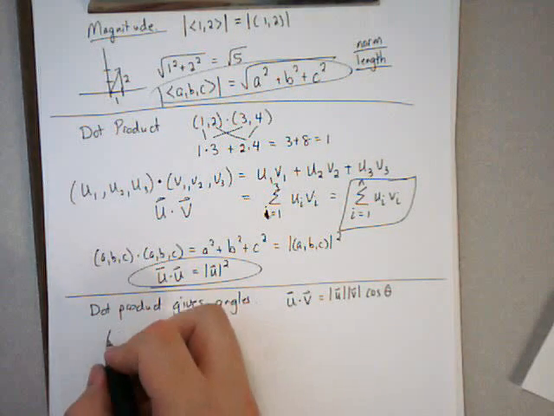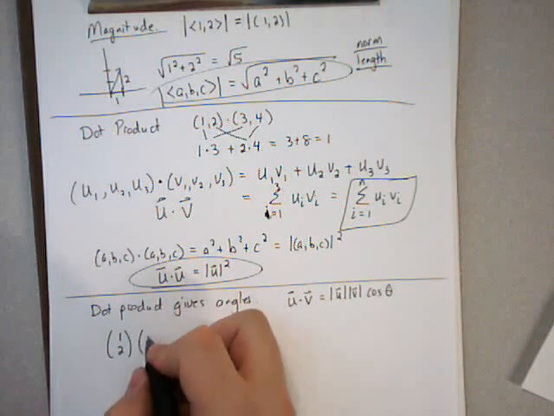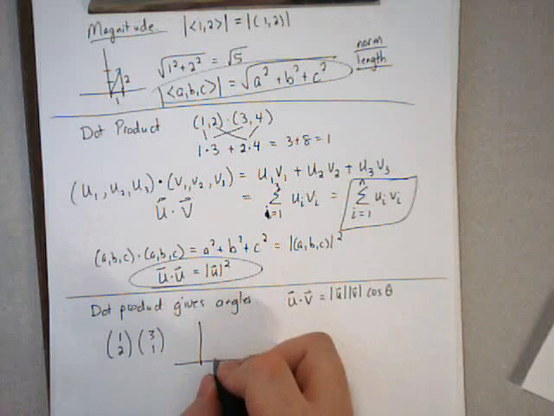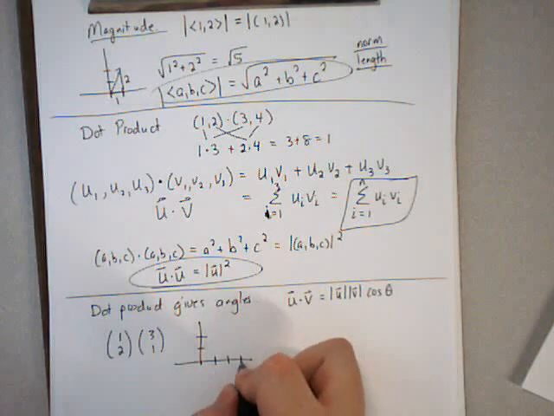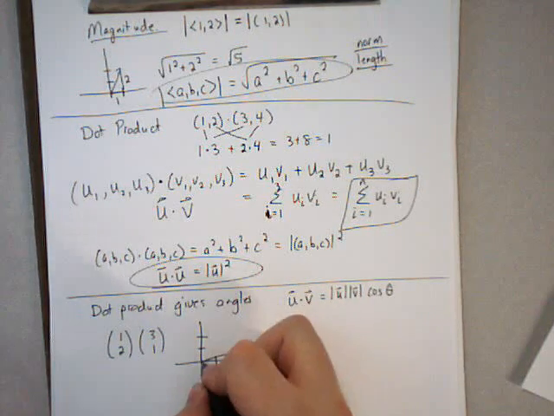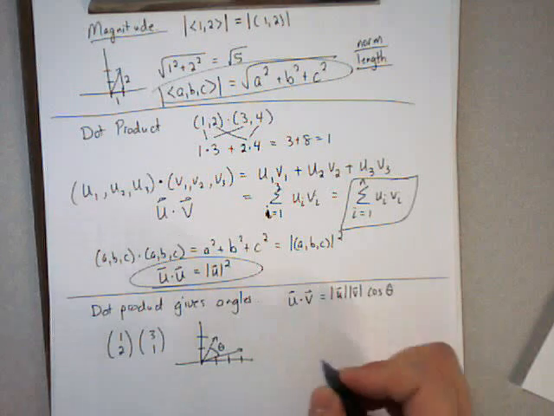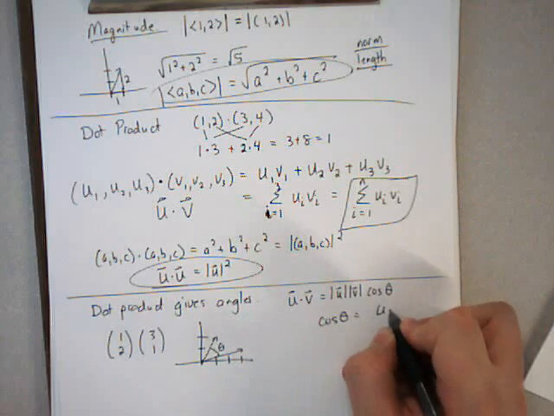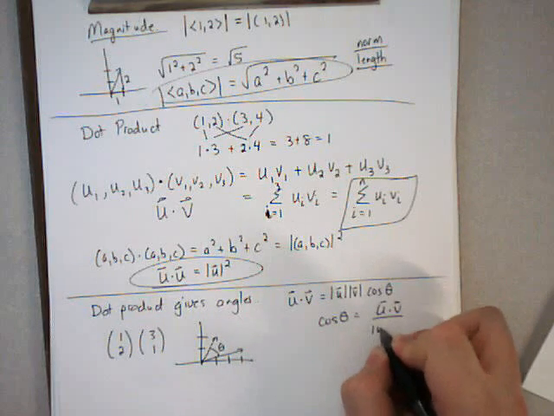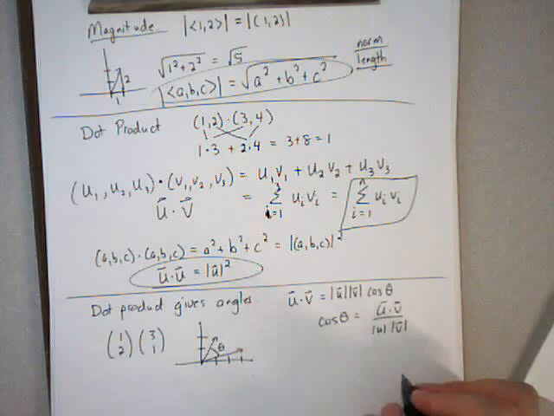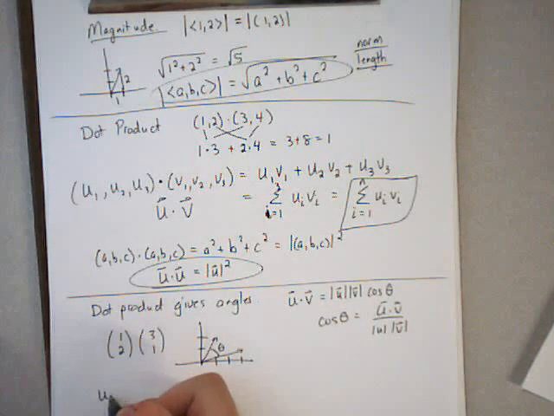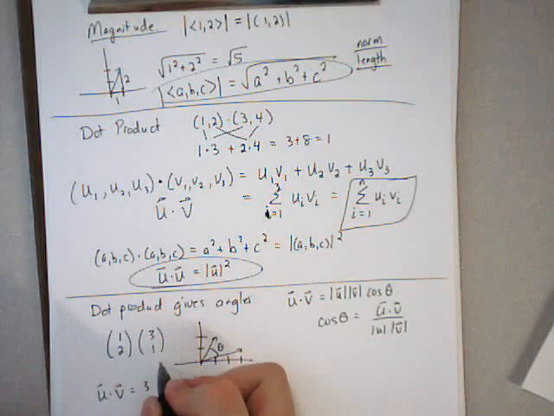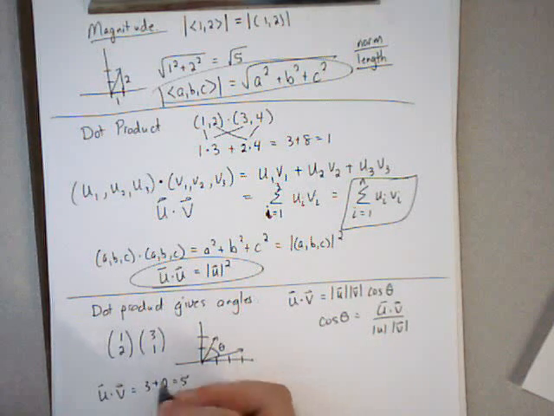Suppose we have a vector 1, 2, and I also have the vector 3, 1. How do I find the angle between those two vectors? Well, this formula, if you solve for the cosine of theta, gives me u dot v over the length of u times the length of v. So really, I need to know, what is u dot v? Well, 1 times 3 is 3, 2 times 1 is 2, so that's 5.